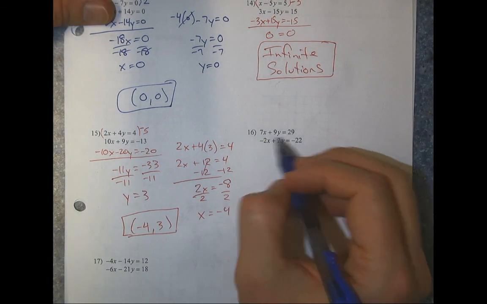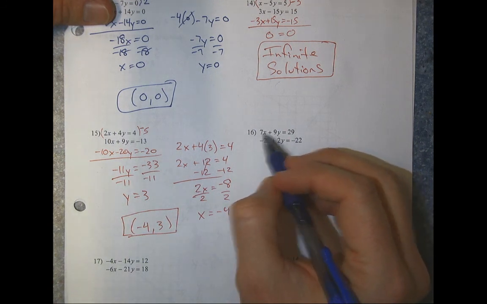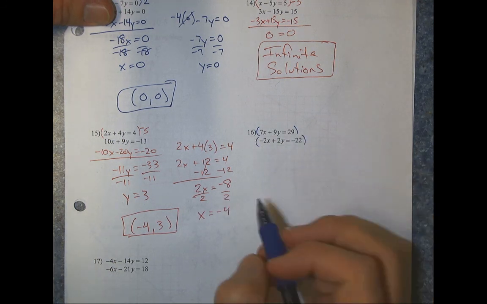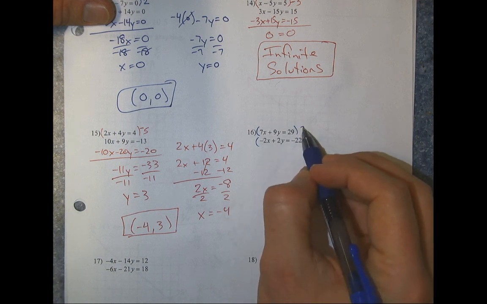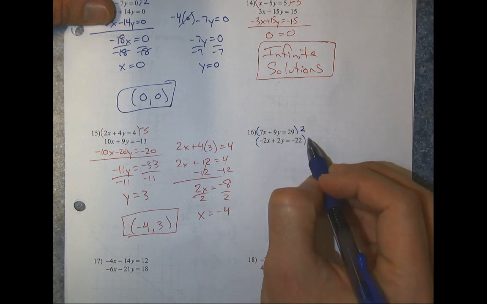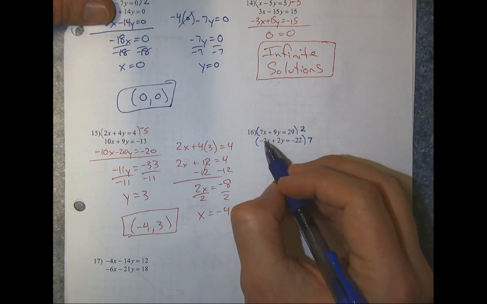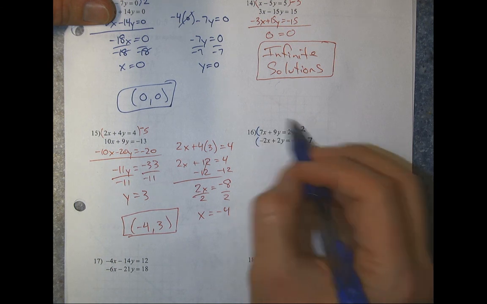Okay, and now we get to 16, where I can't multiply any of these to create the other. So I'm going to now have to multiply both equations to create something that is going to cancel. So you can always multiply them by each other. So I'm going to multiply this top one by 2, which will create a 14. I'm going to multiply by 7 on the bottom, which will create a negative 14. So I'll get a positive 14, a negative 14. So just multiplying by these numbers. So let's see what happens.